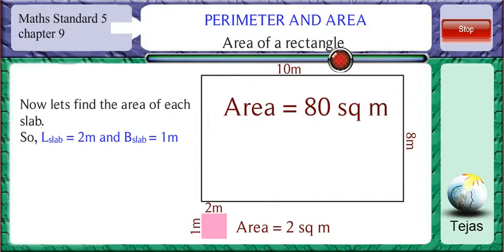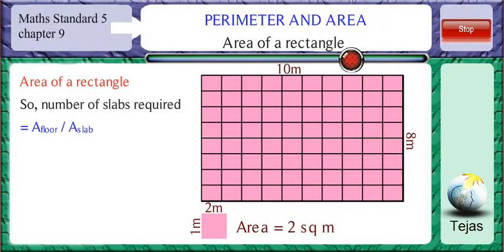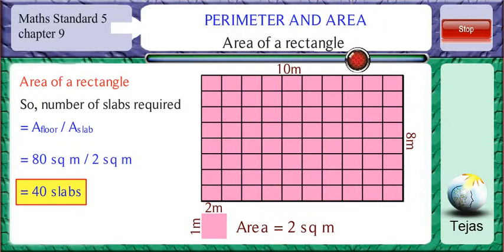Now let's find the area of each slab. Now the length of the slab is 2 meters and breadth of the slab is 1 meter. So the area of one slab is 2 meters into 1 meter, which is equal to 2 square meters. Now the number of slabs required is equal to the total area of the auditorium divided by the area of one slab. So that is equal to 80 square meters divided by 2 square meters, which is equal to 40. So the number of slabs required is 40.